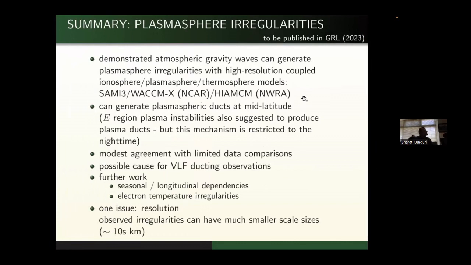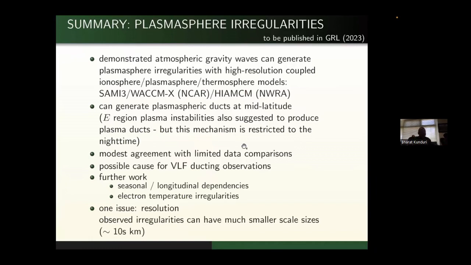So, we have shown that these atmospheric gravity waves propagate to the thermosphere, disturb the ionosphere, and they can generate not only these equatorial plasma bubbles, but they can also generate these plasmasphere ducts at mid-latitude. It has been suggested also that E region plasma instabilities can also produce plasma ducts by generating turbulence or structures in the E region that map into the F region. And there have been some reports comparing data with observations that this is certainly a plausible mechanism.